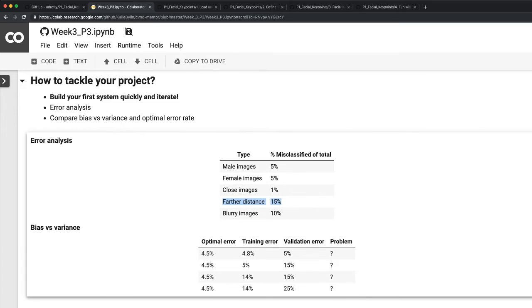And then the other method you can use is the bias versus variance problem. So I have here a table, and it contains the optimal error, which I chose to be the same for all of them, the training error, validation error, and what the problem is for each one of these. So I'll give you 5 seconds, think about each one of these, and you could pause the webinar right now if you're looking at this afterwards, and try to think what the problem is in each one of these.